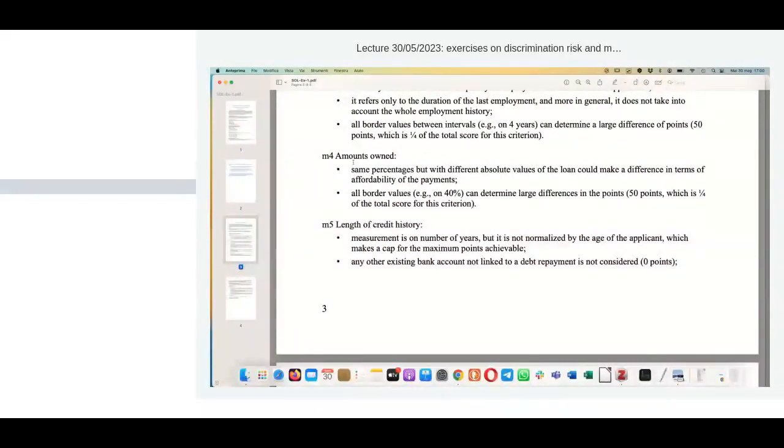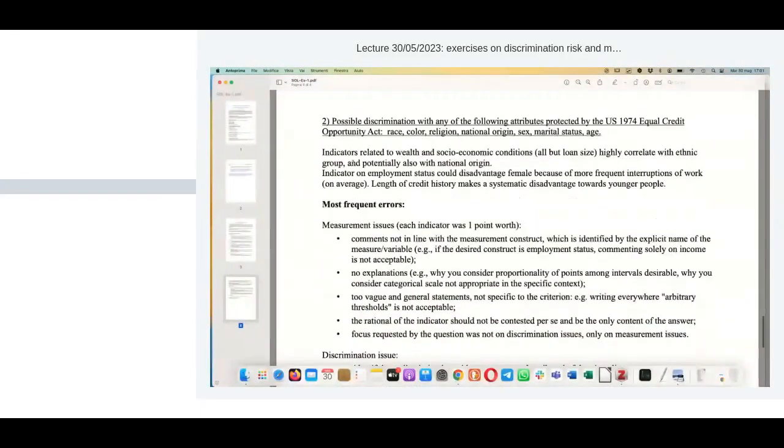If during an exam you have such a doubt, you ask, or you make a clear hypothesis. You write your hypothesis on the interpretation of this metric. However, I can say that it's a bit weak, because the metric is amount owned. Okay.